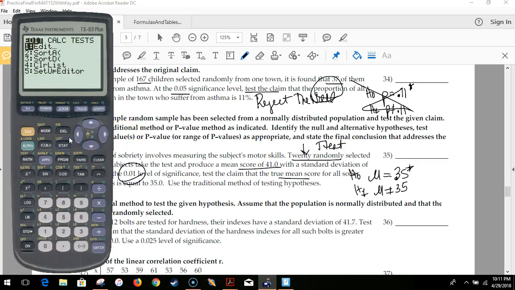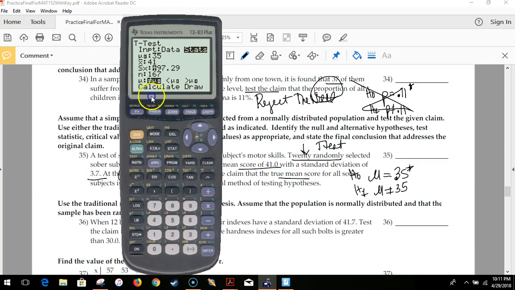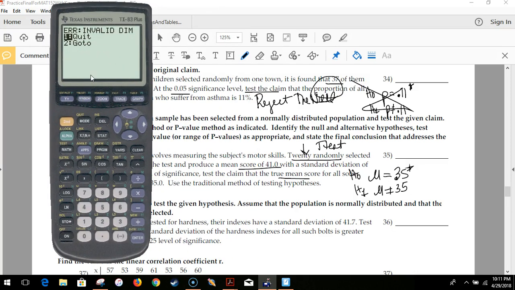So I'm going to go into stat, test, t-test. I have the stats, I don't have the data, right? It would be different if they said, hey, here are the 35 or the 20 scores, and then you'd have to put them into L1 and scoot over the data. I don't have that. I'm just going to match my stats. In the null, it's a 35. The mean was a 41, and the standard deviation is 3.7. I had 20 people in the study, and I need to match it. That's still a not equal to, so draw.